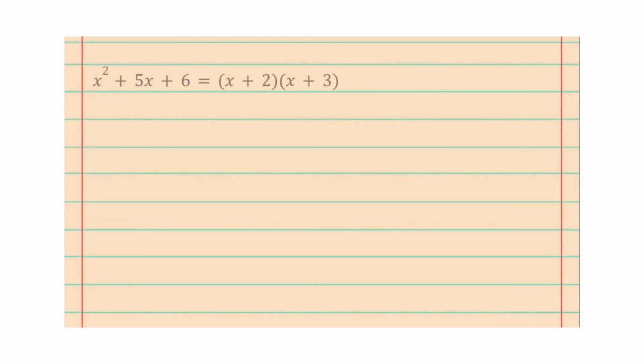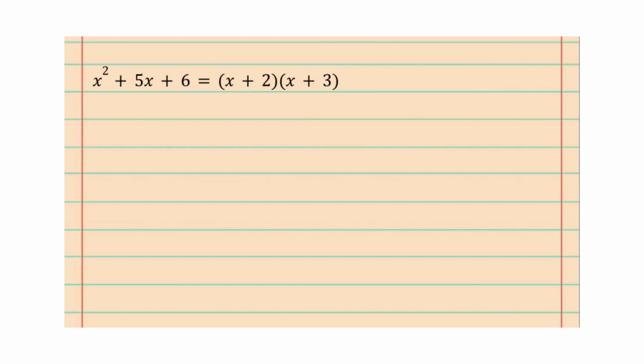Here is a factored trinomial. x squared plus 5x plus 6 equals x plus 2 times x plus 3. Now, why does that factorization work? Well, if I look at the x plus 2 times x plus 3, I can FOIL that, and if I do, I'll get the trinomial on the left-hand side. But that's not what we're doing in this video. We're trying to get from a trinomial on the left to a factorization on the right. How do we do that?